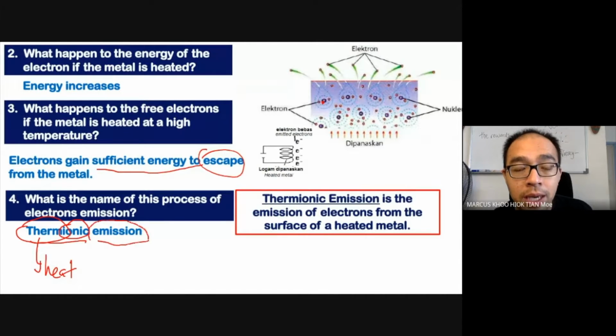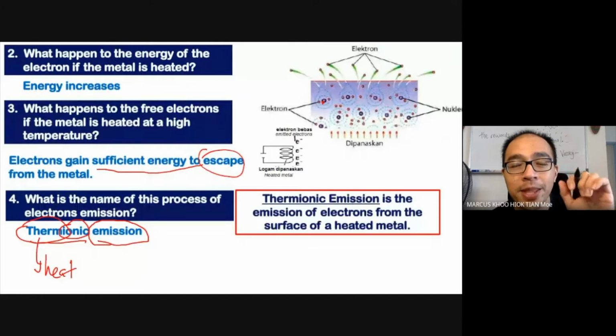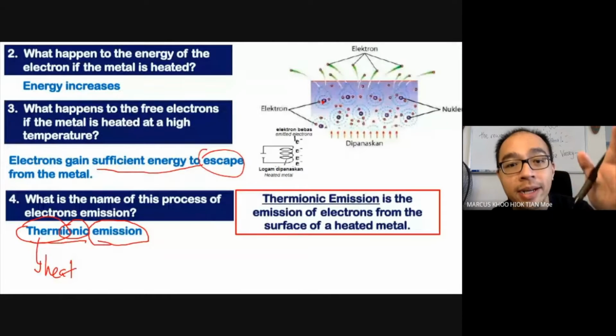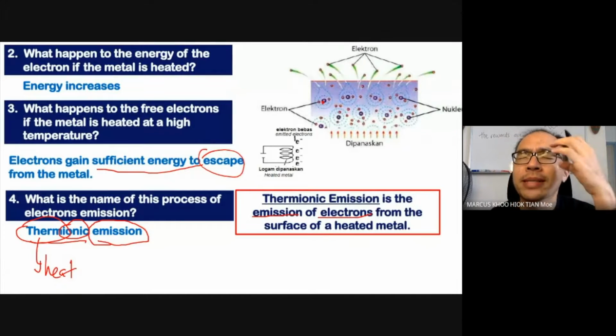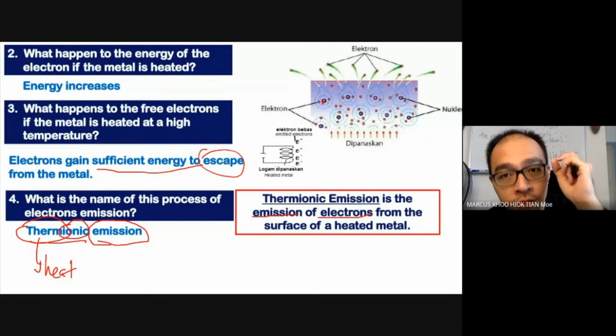Emission, okay, you emit. Okay, you emit this one. So the thermionic emission is the emission of electrons. Okay. Emission is not pelepasan, it's the release. The release of electrons from the surface of a heated metal. Okay, when you heat up a metal, the electrons over there are going to be released.